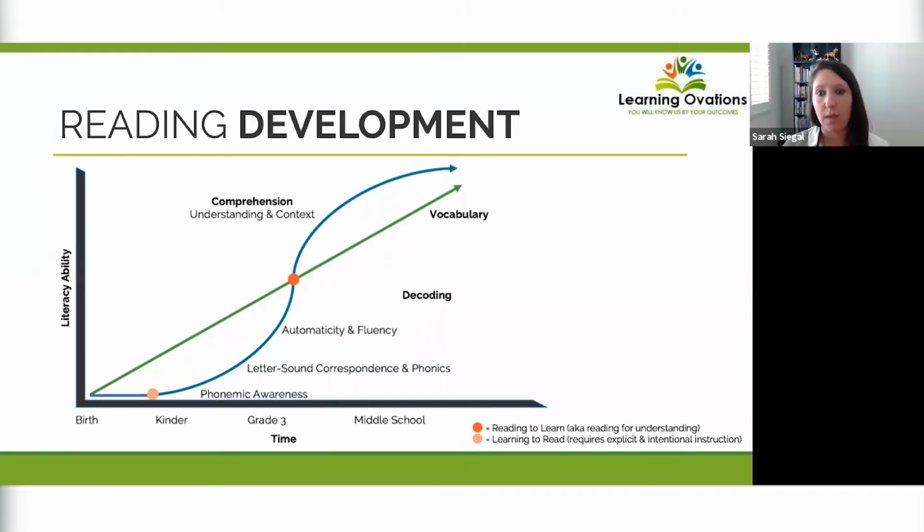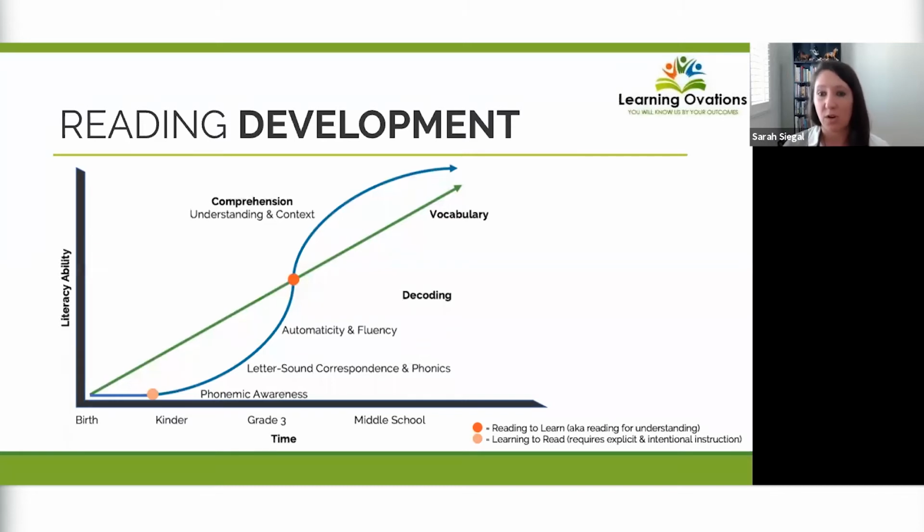This is where I really like to lay out the difference in development between something that's happening innately through experiences and something that requires explicit direct instruction. If you look at this graph, we're calling out those same two components from the simple view of reading. Here they're labeled decoding and vocabulary, if you think of that as language comprehension. The blue line represents those decoding skills.